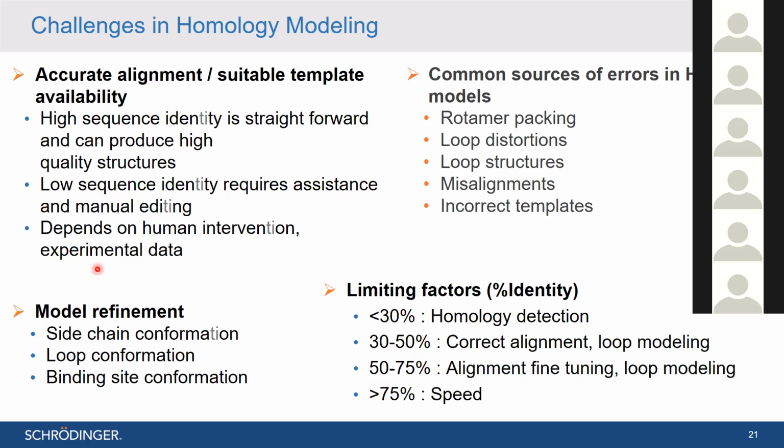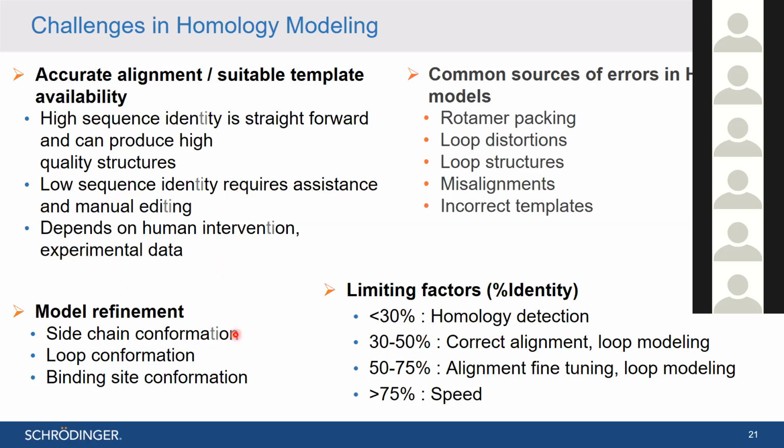One doesn't need to worry about it because it's a very routine problem in homology modeling, because it all depends on whatever experimental data is available to you, like a template structure available in the Protein Data Bank. So sequence alignment and a suitable template is one of the biggest challenges, which makes your life easy or difficult based on high sequence identity and low sequence identity.